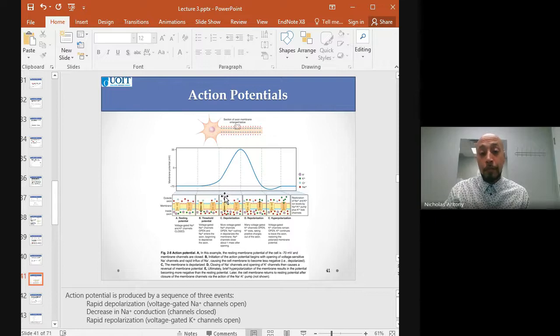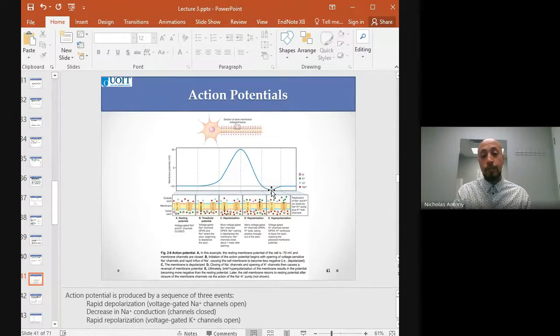And once they open, what happens? All of the buildup of the sodium outside, positive, enters the neuron, and that's why we get such a big change in potential. Then halfway through, we get our potassium channels opening. And remember, we had pumped potassium in. The potassium leaves against the concentration gradient, and then our resting membrane potential returns and actually overshoots a little bit.